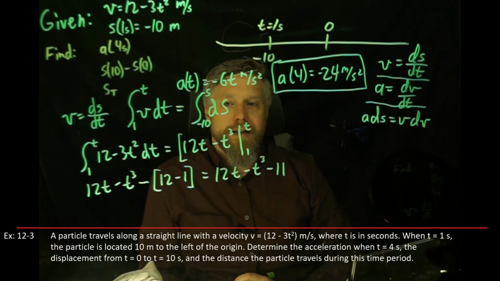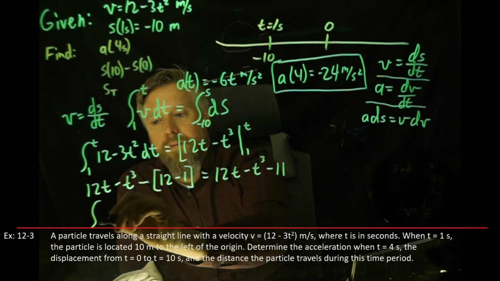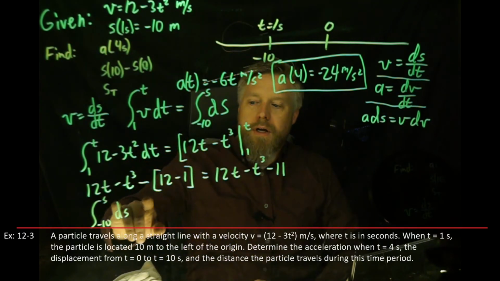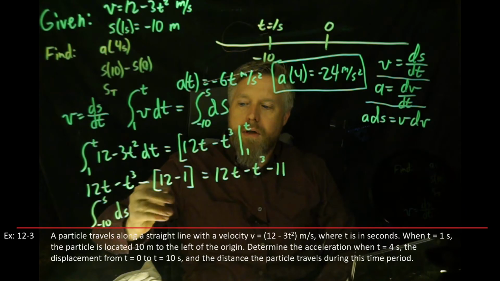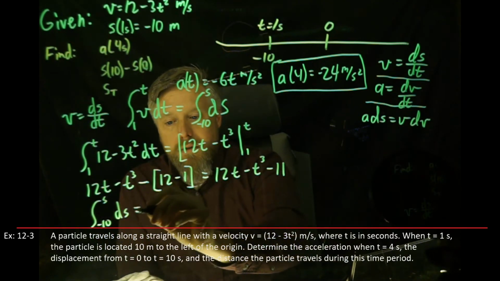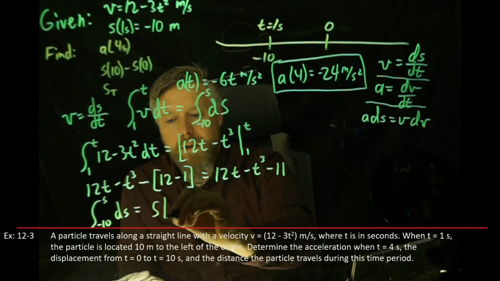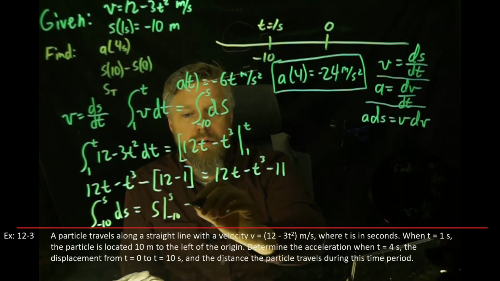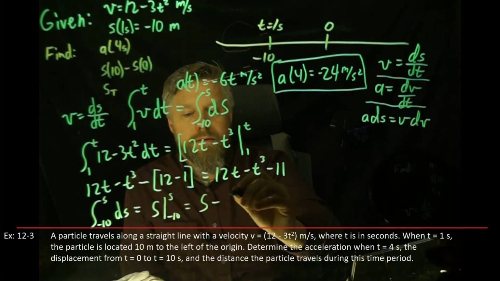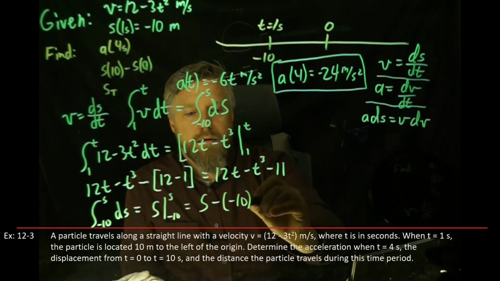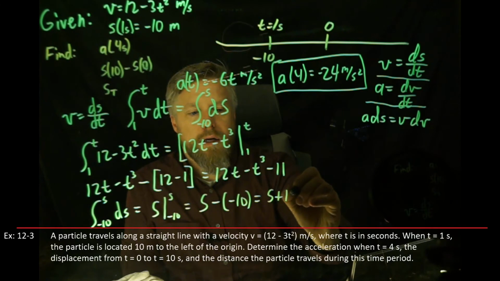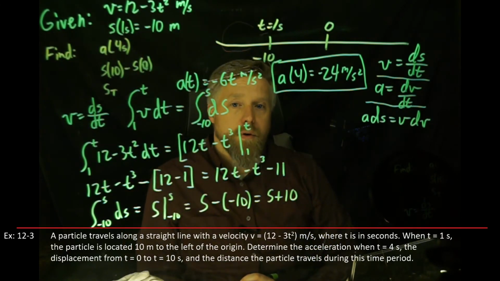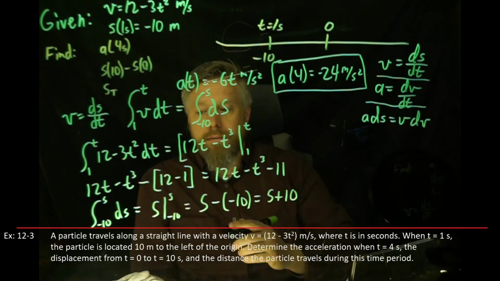OK, now I'm going to do the right-hand side. The integral from -10 to s of ds. Well, these are inverse operations, the integral and the derivative, so they cancel each other out, and the answer is just s. But I can't forget my limits. s from -10 to s. Plug in the s first, and then I plug in the -10, which is s plus 10. OK, left-hand side and right-hand side are both solved for. I'm going to set them equal to each other.